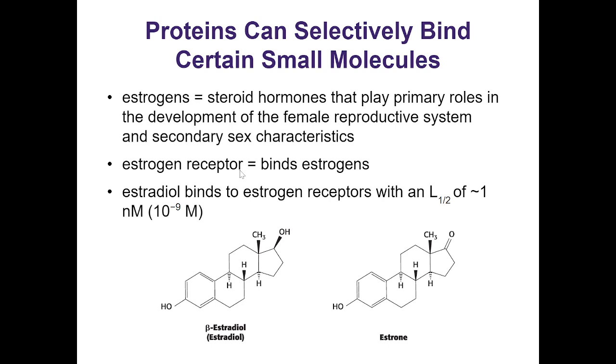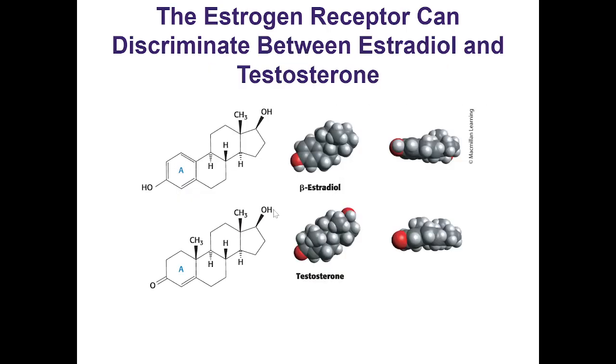So estrogen receptors will bind estrogens, of course, as you probably could have figured out. Estradiol binds to the estrogen receptor with an L1/2 of approximately 1 nanomolar, which is 10 to the negative 9th molar, of course. And here we see this is estrone, and this right here is estradiol. These are what the structures look like. Notice the very, very similar structure.